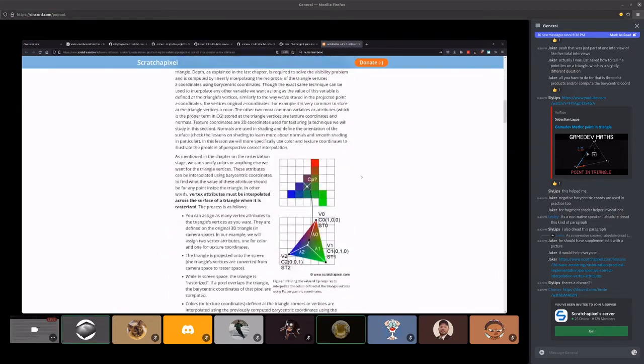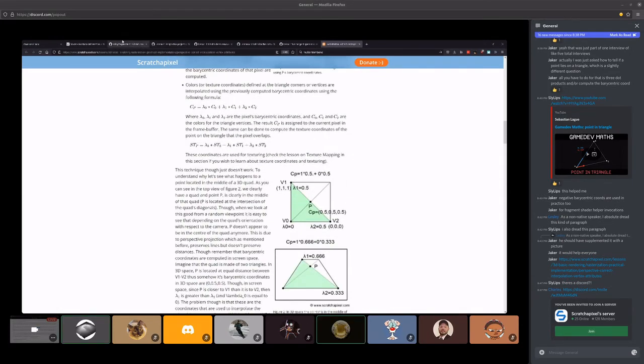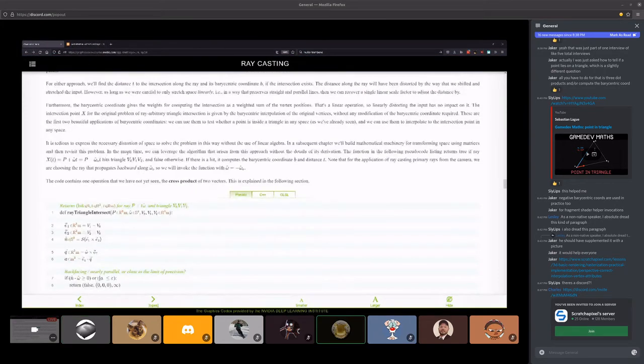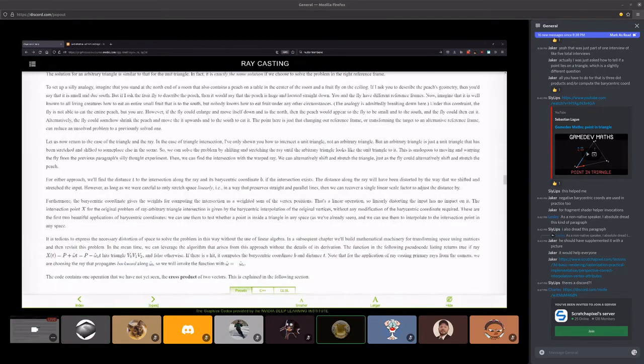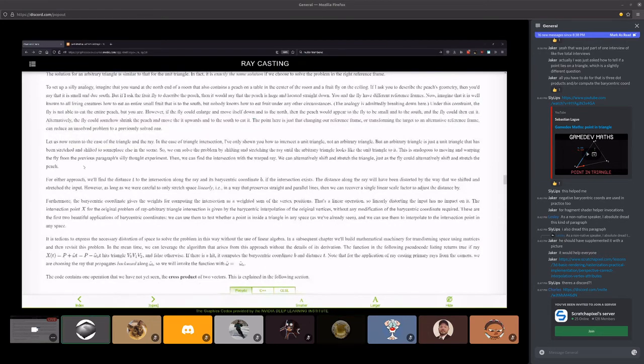Anyways, do we want to dive into this chapter, or do we want to just say this chapter explains it and then move on? I think we should do the latter. Okay, so we've gone through our analogy. We actually described what we want to do: find the distance t to the intersection point and its barycentric coordinates if the intersection exists.